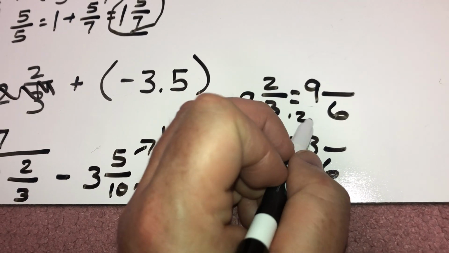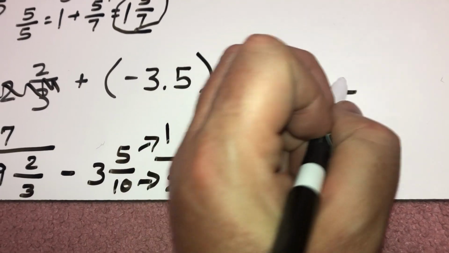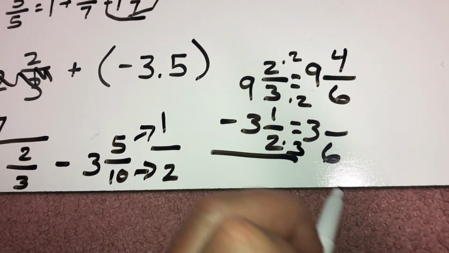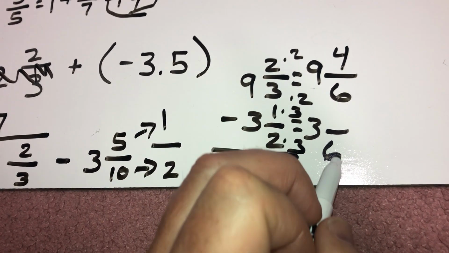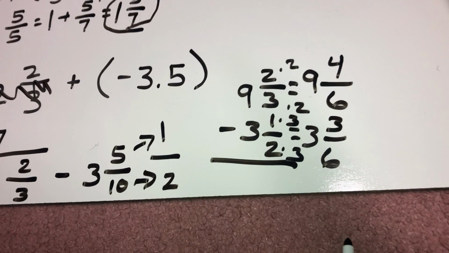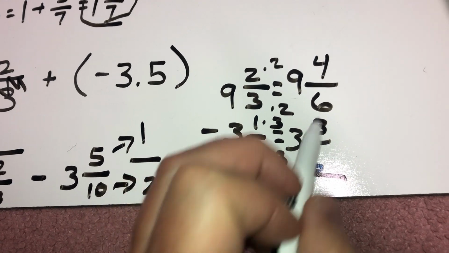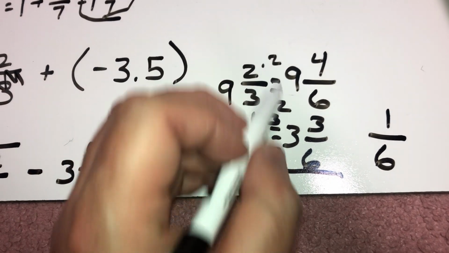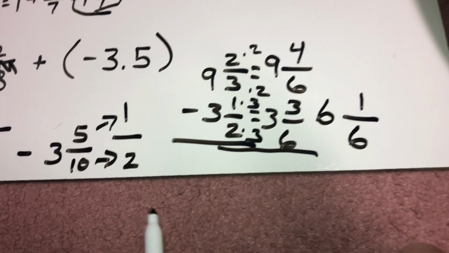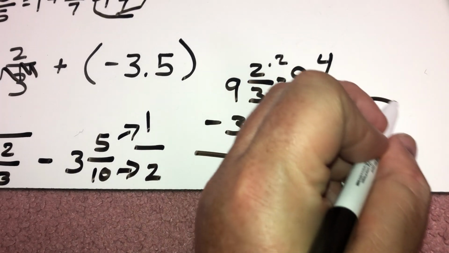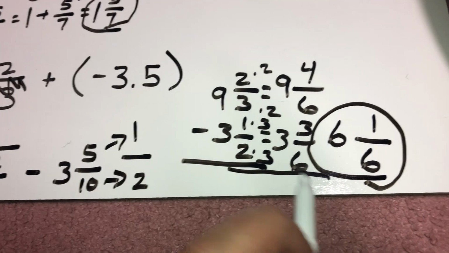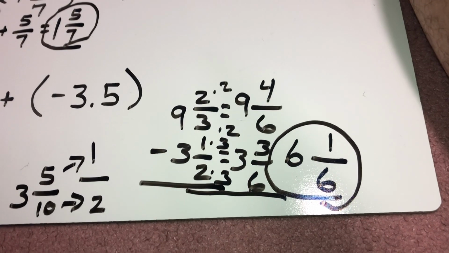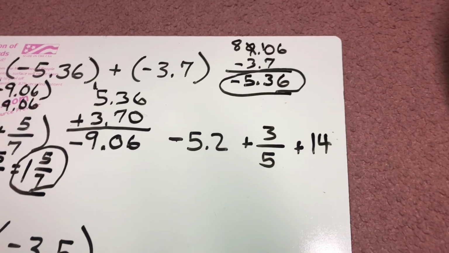Well, 3 times 2 is 6. 2 times 2 is 4. 2 times 3 is 6. 1 times 3 is 3. Well, when I go to subtract, 4/6 minus 3/6 equals 1/6. 9 minus 3 is 6. I end up with 6 and 1/6. And 1/6 is in simplest form because the only number that can go into both 1 and 6 is 1. All right, last one, 7th graders.